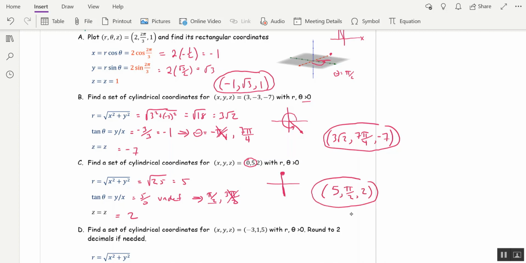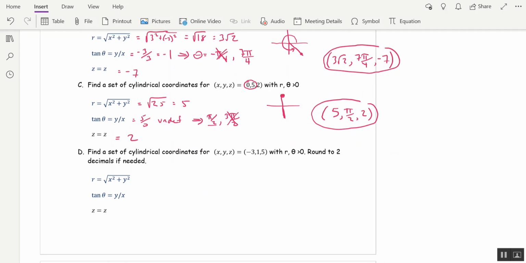All right, one more. Again, on a test or something, I would give you problems that you didn't need a calculator for, but I took this one from MyOpenMath. They want 2 decimals, and they want r and theta positive. Start here. R is square root of x squared plus y squared. That's 9 plus 1 is 10. And we'll convert that to a decimal in a minute.